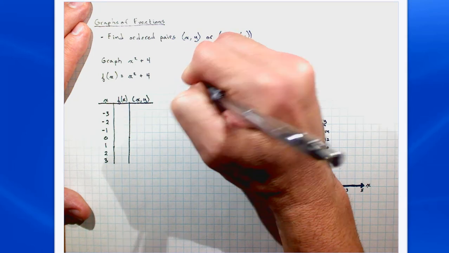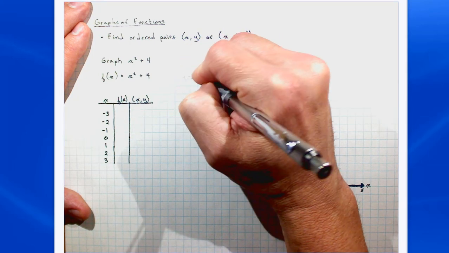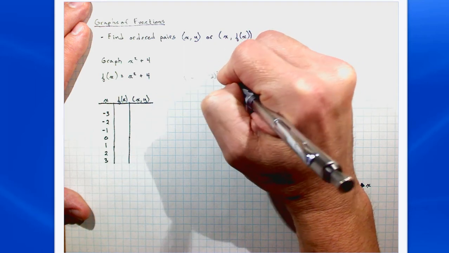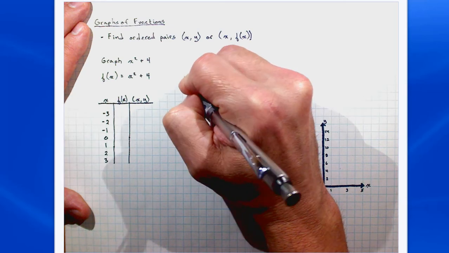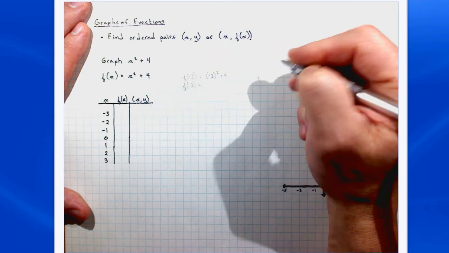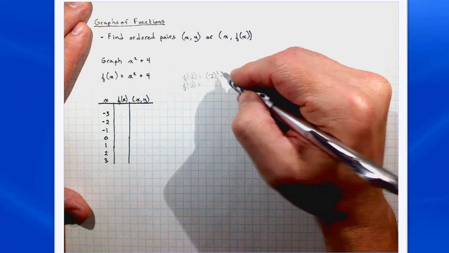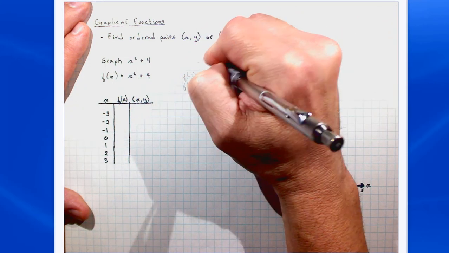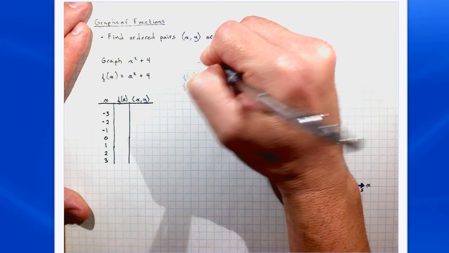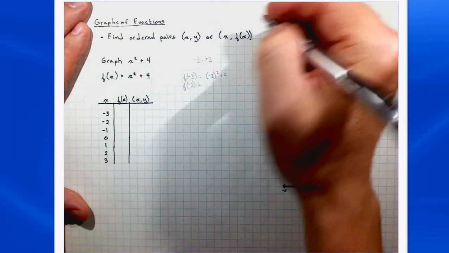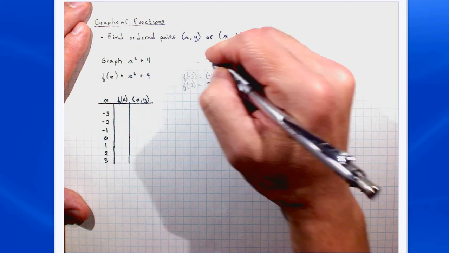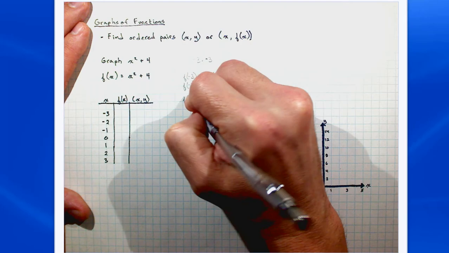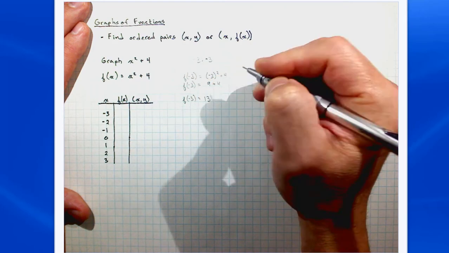So I say, okay, whenever x is a negative 3, and I plug in a negative 3 for that, what is y? So whenever x is a negative 3, y equals a negative 3 squared. How to view this? A negative 3 times a negative 3. That's what it means to square something. So a negative 3 times a negative 3 is 9. Negative times a negative is a positive. So f of a negative 3 equals 13.